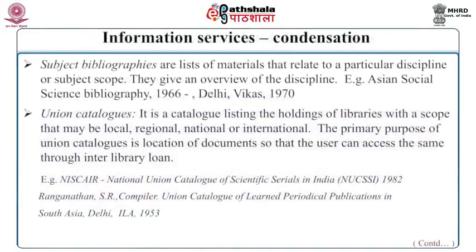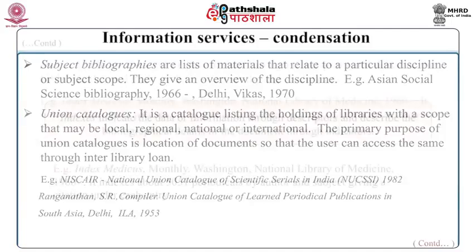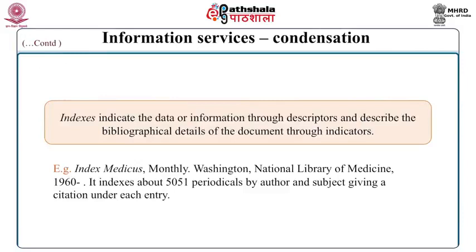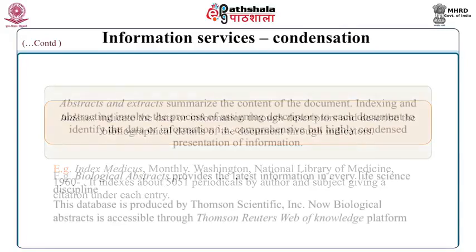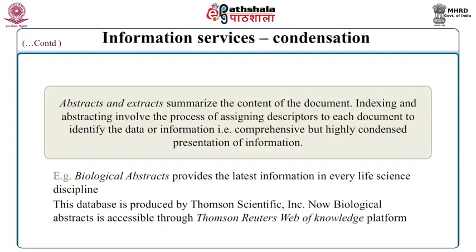The condensation type are subject bibliographies, that is lists of materials, union catalogs, for example National Union Catalog of Scientific Serials in India published by NISCAIR, and information analysis indexes that indicate the data or information through descriptors, for example Index Medicus, etc., and abstracts and extracts that summarize the content, for example Biological Abstracts, etc., which we have already discussed under indexes and abstracts in detail. So under information analysis services, we have seen condensation type of services.